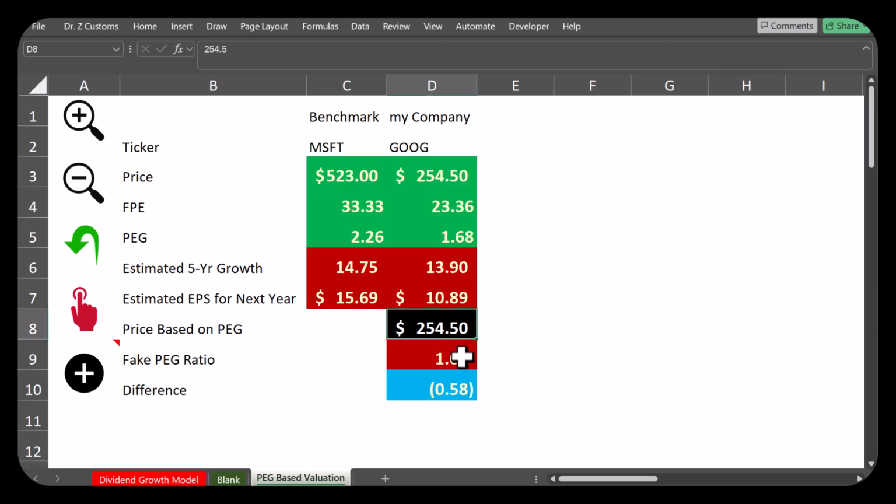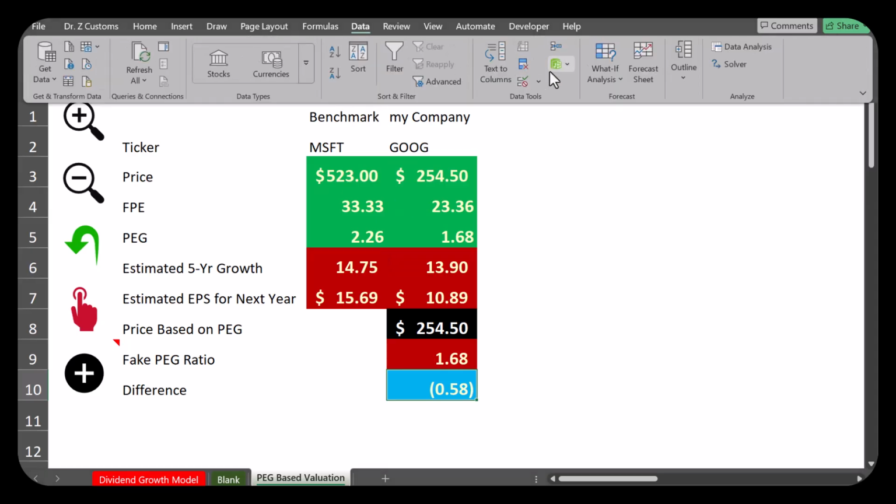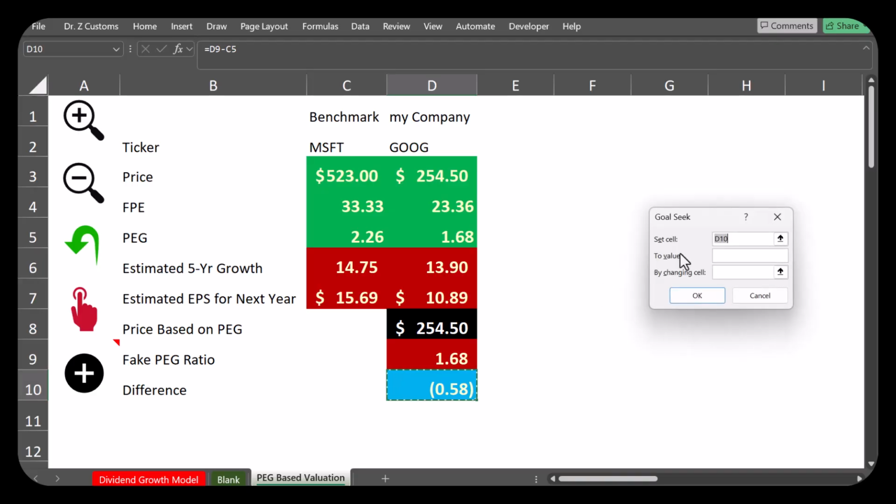I want to get that price based on PEG such that if I calculate the PEG ratio using that price, it should give me the same PEG ratio as my benchmark company. Okay. I mean, we can algebraically solve it, but you know how I feel about algebra. It's uncivilized. So I'm going to let Excel do the solution for me, even though it's a simple algebraic problem. So I'm going to make that difference data, what-if analysis, goal seek, 0 by changing that fake price.